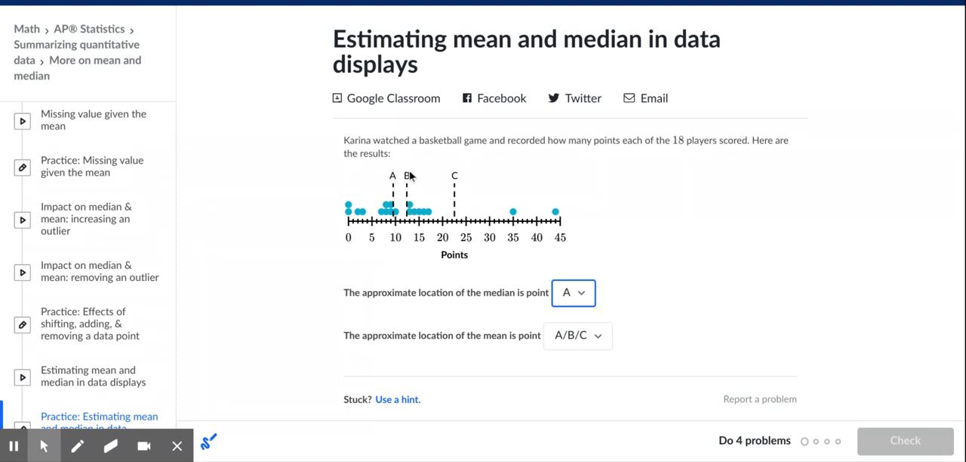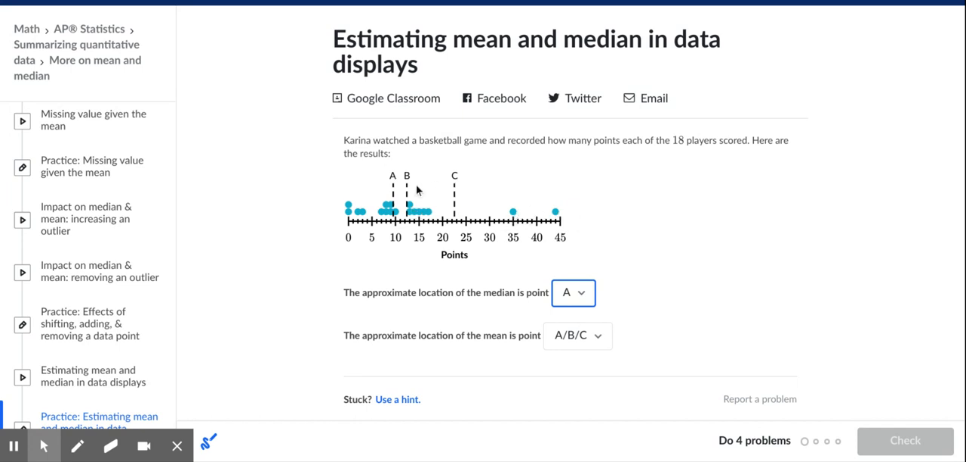So you can pretty much tell that B is going to be the average, especially since you've already said, okay, well, A is the median, so it can't be the mean. So we've already ruled that out. So it makes sense that B would be the mean, because it's kind of halfway in between the data.